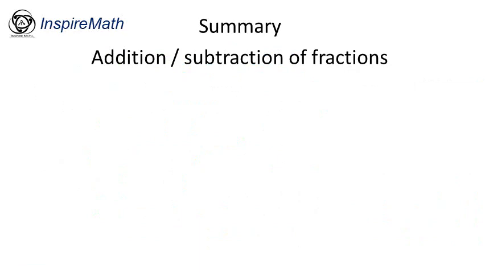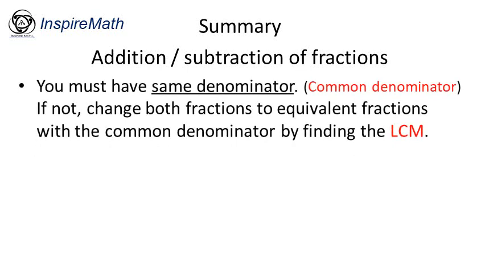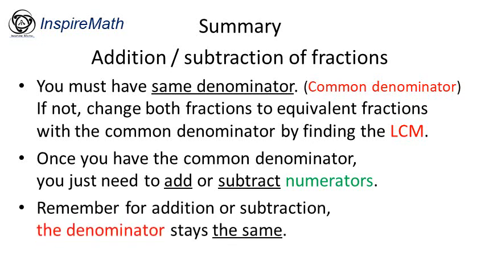Let's summarize today's lesson for adding or subtracting fractions. First of all, check the denominators. If you have the same denominator, you don't need to change anything. If not, find the lowest common multiple of both denominators. That will be your common denominator. Change fractions to equivalent fractions with the common denominator. Remember to multiply the same number to both the numerator and the denominator. Once you have a common denominator, you just need to add or subtract numerators for addition or subtraction. For both addition and subtraction, the denominator stays the same.